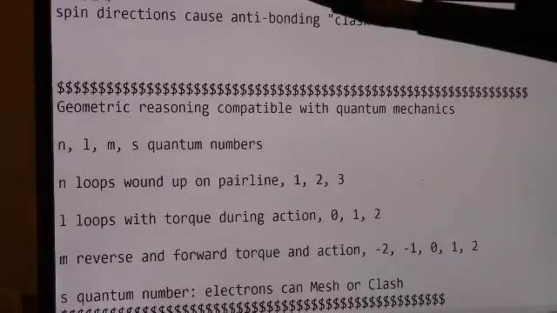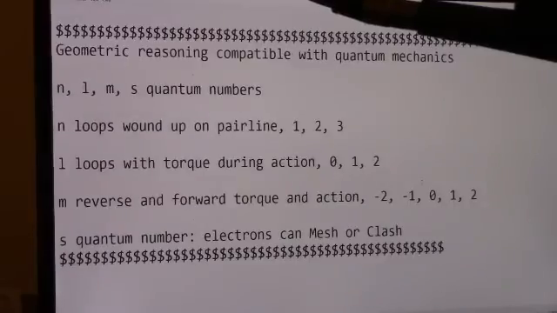All right, now here's the quantum numbers that I told you about, NLMS quantum numbers. N is the number of loops wound up on a pair line, like 1 or 2 or 3 times that rope went around the other rope. 5 times went around. So that's a high frequency.